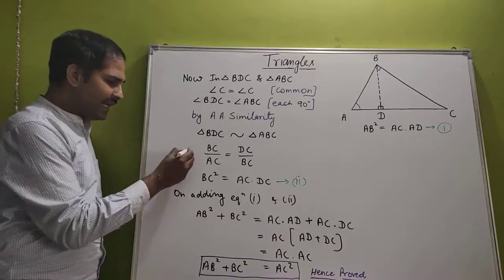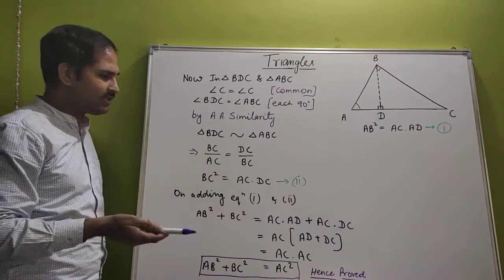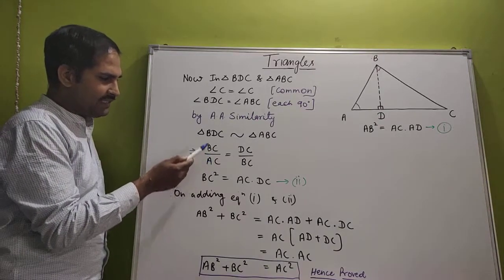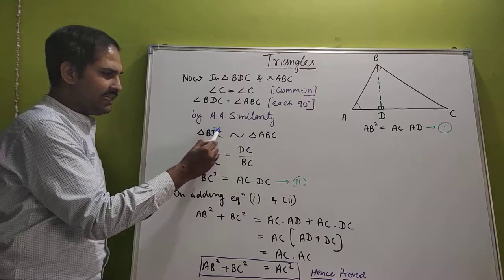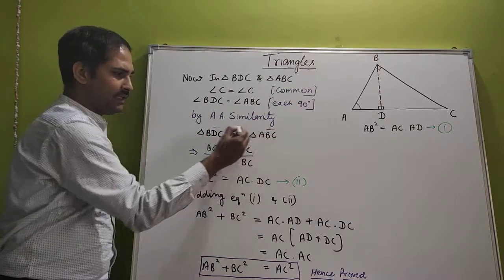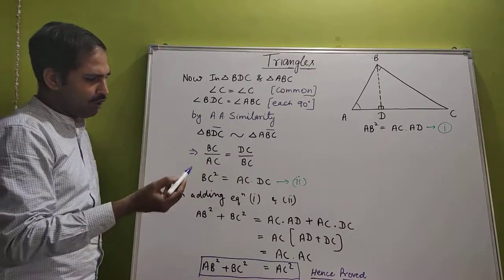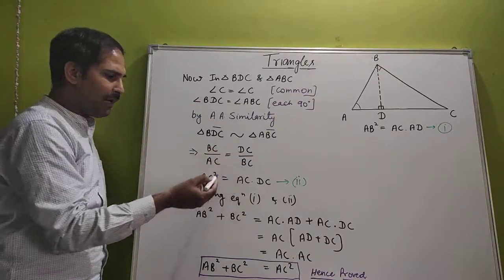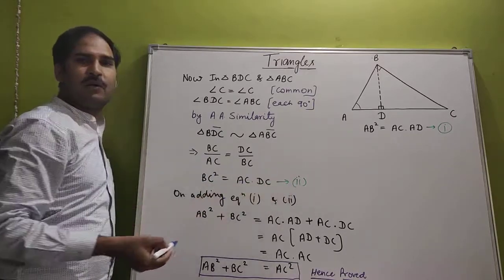Now, as the triangles are similar, their corresponding sides are in proportion. That's why BC by AC is same as DC by BC. Now, after cross multiplication, what will you observe? You observe that BC multiplied by BC, that is BC square, is equal to AC into DC. And this is our equation number 2.